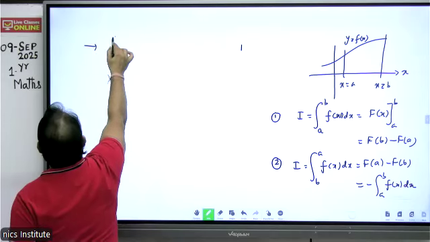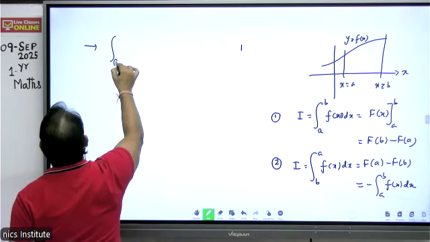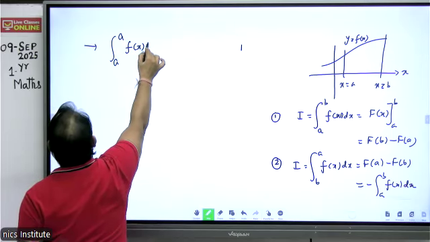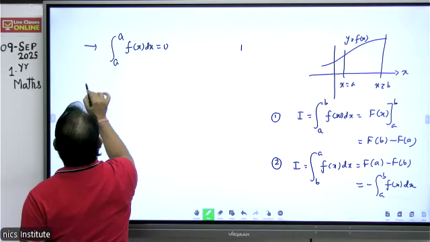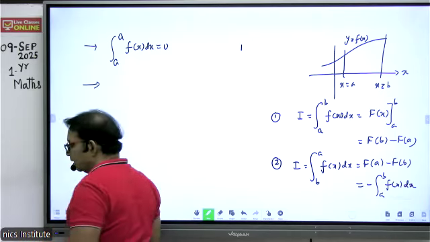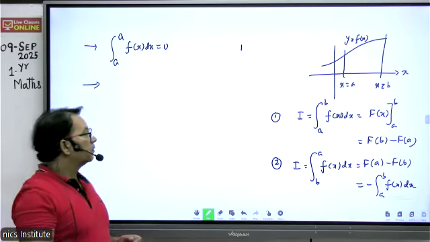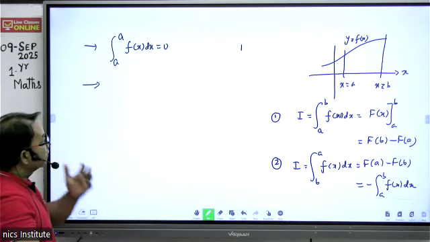Next is if you have the upper limit and lower limit the same, then the integral would always be 0. Obviously, if the lower and upper limit are equal, area can't be enclosed. So this is the second result.